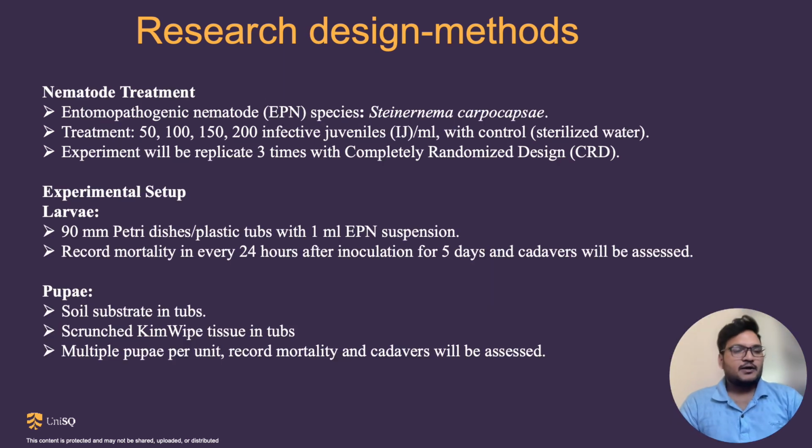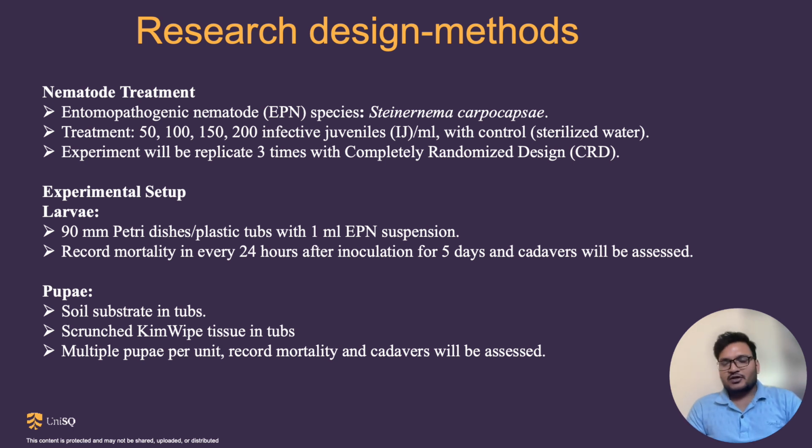So next, treatment. So nematode treatment. The treatment will include different doses of the entomopathogenic nematode species Steinernema carpocapsae. It will be sourced from the EcoGrow company. The concentrations of 50, 100, 150, and 200 infective juveniles per ml will be used, and the control with sterilized water is used.